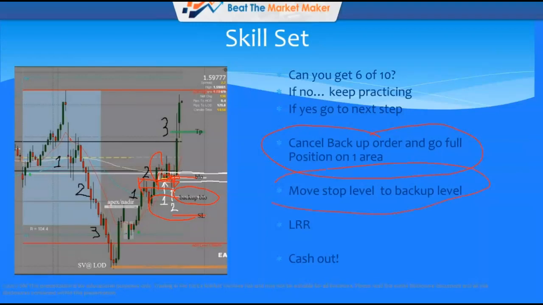So you start moving your stop to your backup level, which would be here. Okay, hold on. Lather, rinse, repeat. Just like shampooing your hair, you start cashing out.